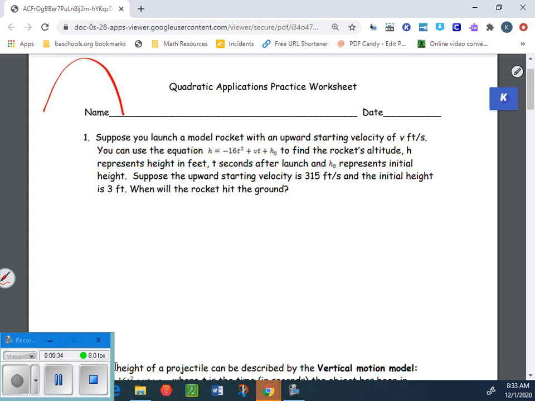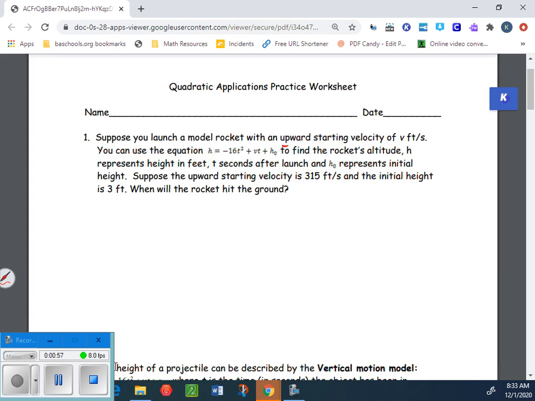A rocket being launched, all kinds of things. So you might notice that this would be a more definite real world application, especially for it to be upside down more than right side up. So suppose you launch a model rocket. Let's go ahead and talk about this. Number one, with an upward starting velocity.